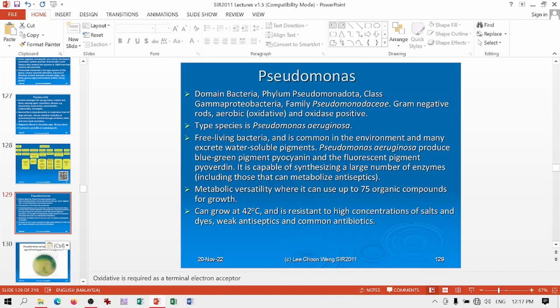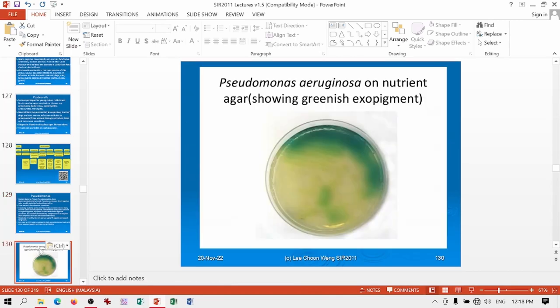So, because of its metabolic adaptability, it is often found in industrial wastewater and also domestic wastewater treatments. It can grow at 42 degrees Celsius and is resistant to high concentrations of salts, dyes, weak antiseptics, and common antibiotics. Because of this, it causes a lot of problems in hospital environments. So this is how it will look on a nutrient agar plate when you have Pseudomonas aeruginosa growing and secreting the greenish pigment, pyocyanin.